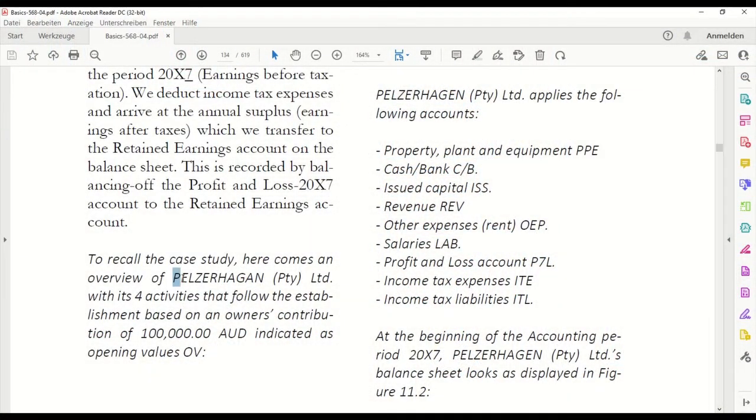The case is taken from chapter 11 of the textbook. We refer to the case study PELZERHAGEN Limited. We assume that the company prepared already a profit and loss account. This means that the pre-tax profit is already known. PELZERHAGEN Limited is established by $100,000.